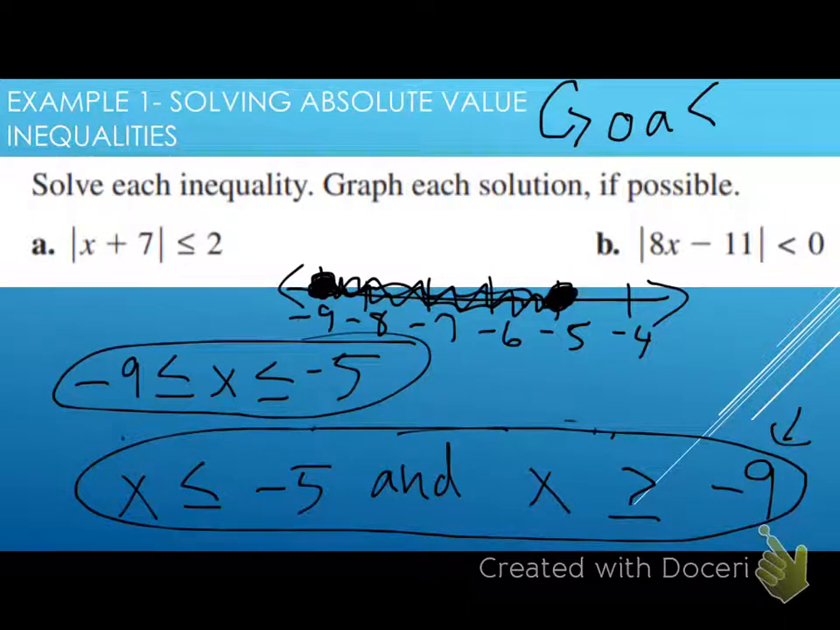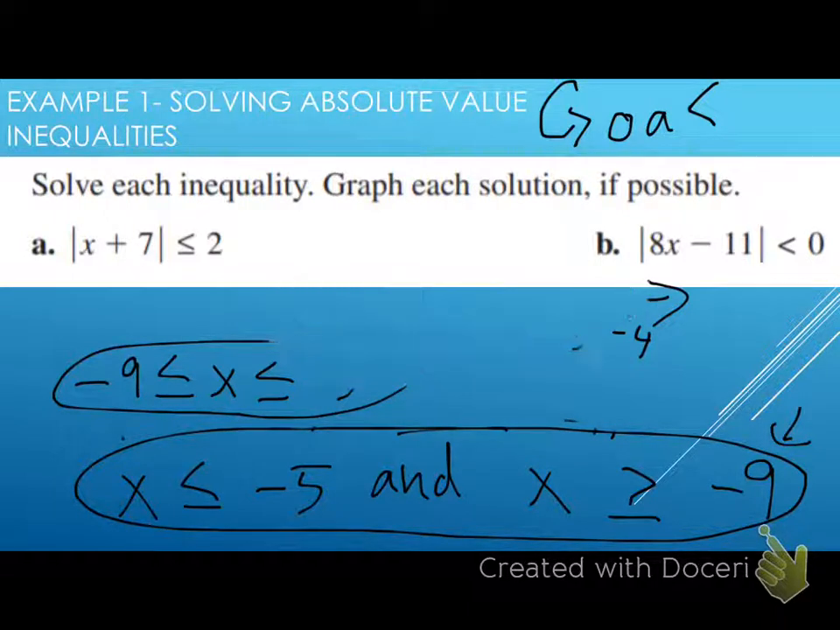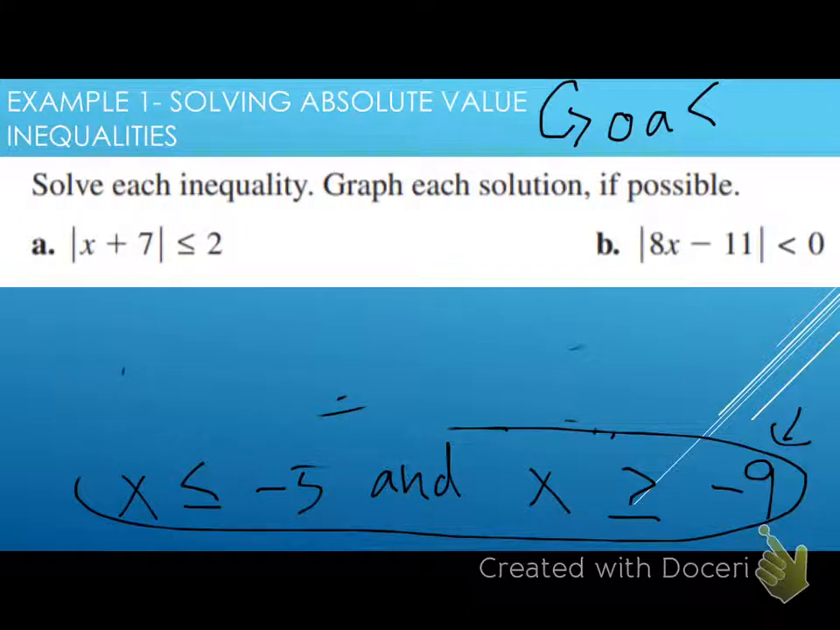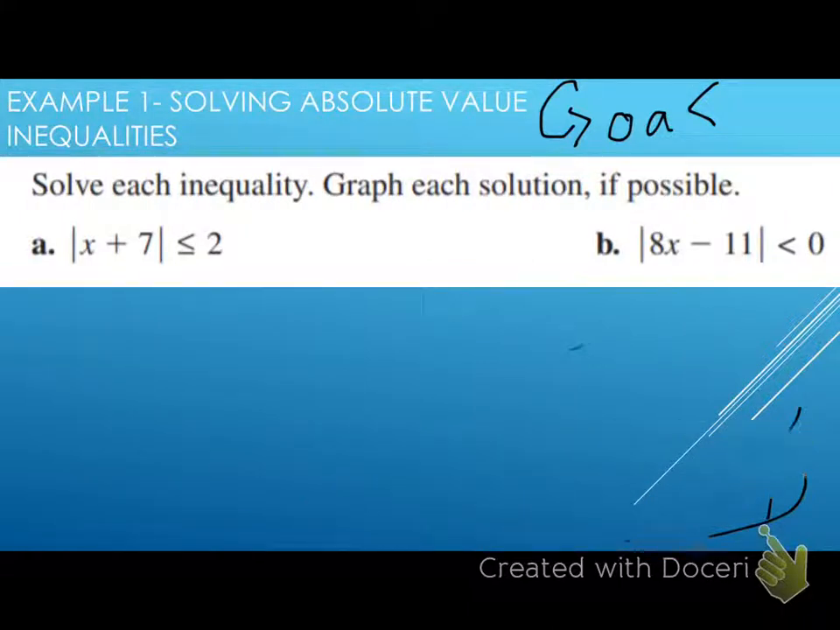Any questions on letter A? Does that make sense? Can I erase and move to letter B? Letter B. Absolute value of 8x minus 11 is less than 0. First off, right off the bat, is my absolute value completely by itself?